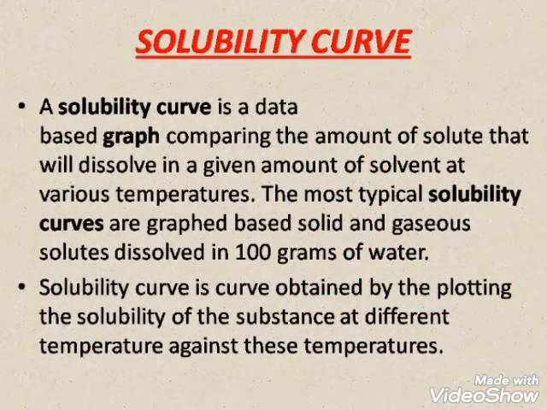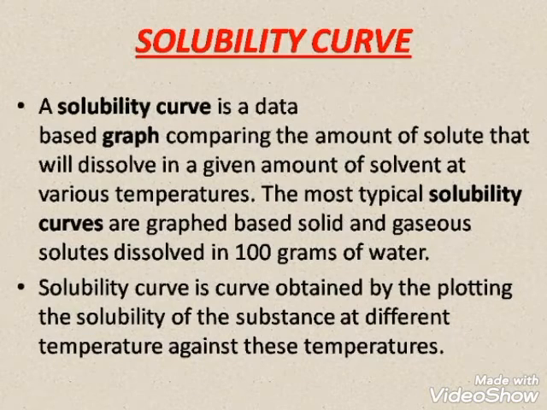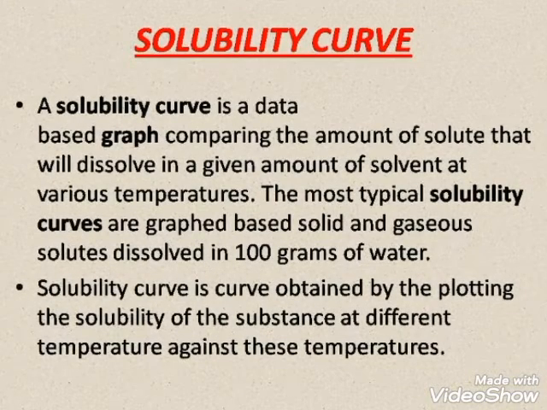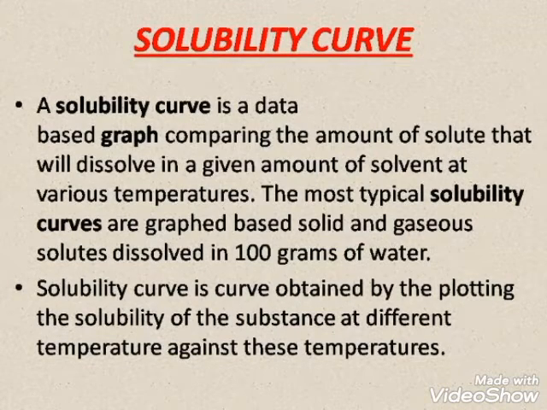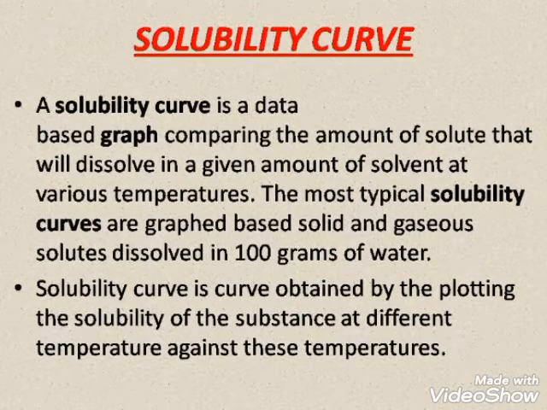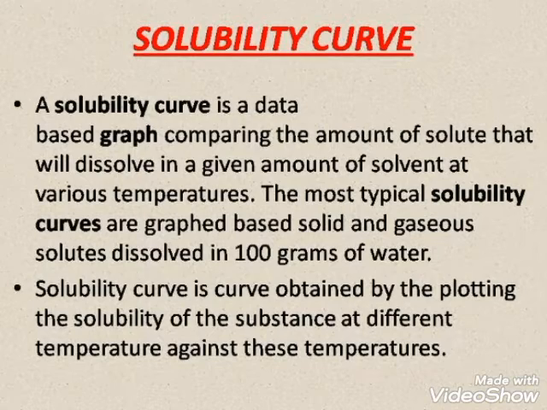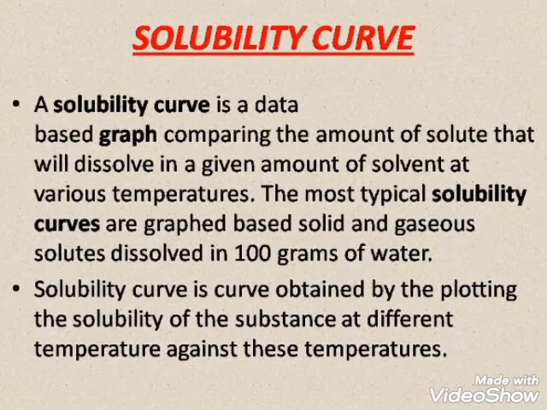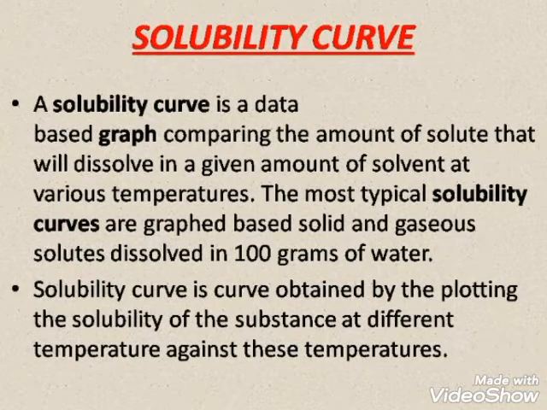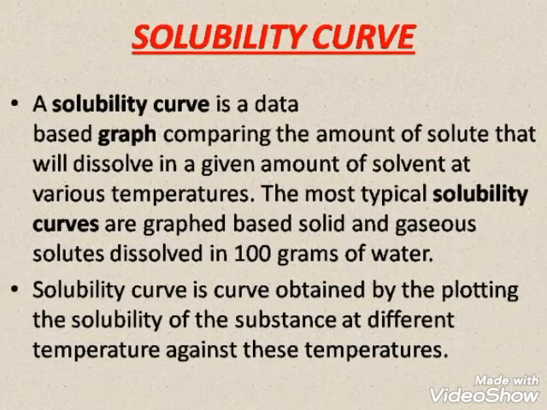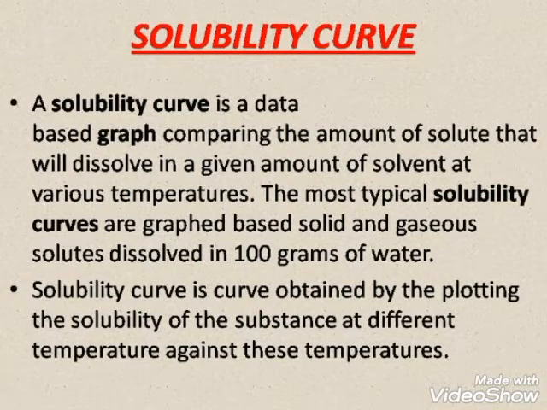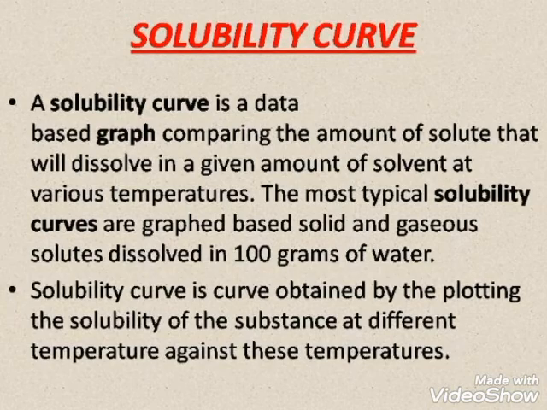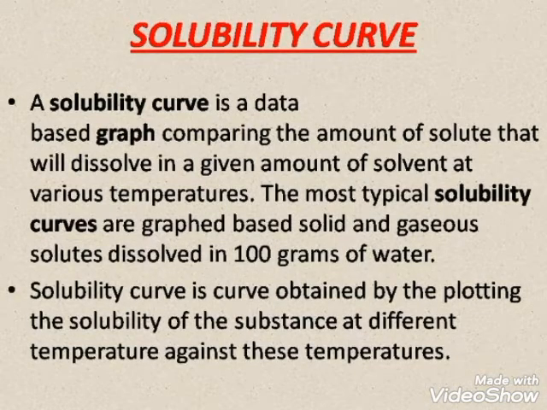What is a solubility curve? A solubility curve is a data-based graph comparing the amount of solute that can dissolve in a given amount of solvent at various temperatures. A solubility curve is obtained by plotting the solubility of substances at different temperatures against these temperatures. If I am taking a particular solute NaCl and checking the solubility of NaCl at different temperatures in different amounts of solvent, then we call it a solubility curve.